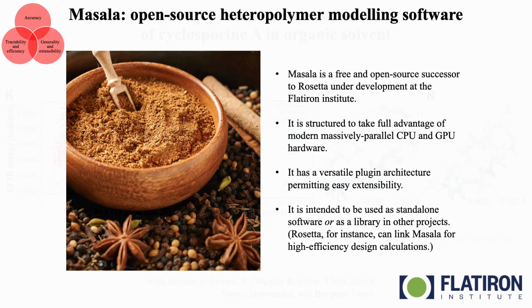Many of our tools we're building into a new software suite called Masala. Rosetta, unfortunately, is not open source. Masala is. And ultimately, we want Masala to be a successor to Rosetta. Masala is also an opportunity to rewrite a lot of our algorithms to take better advantage of modern massively parallel CPU and GPU hardware. And it's got a plug-in architecture that makes it easy to extend it. It's easy for a biologist to extend it. It's intended to be used as standalone software, but also it's intended to be used as a support library for other software. And, among other things, it can plug into Rosetta and extend Rosetta's functionality.